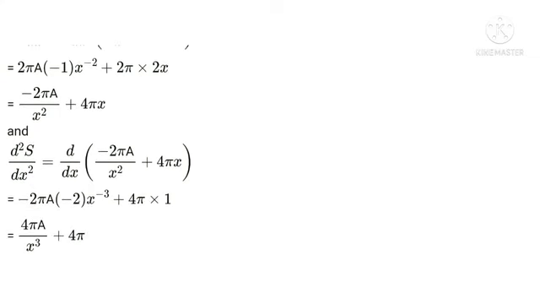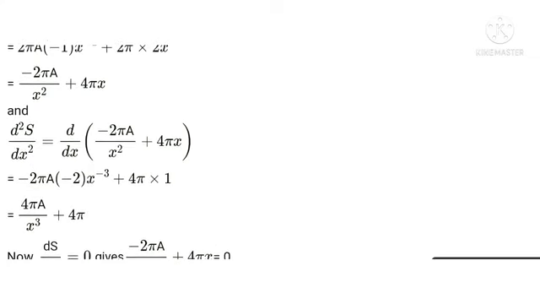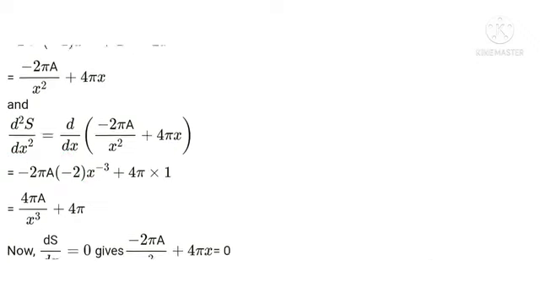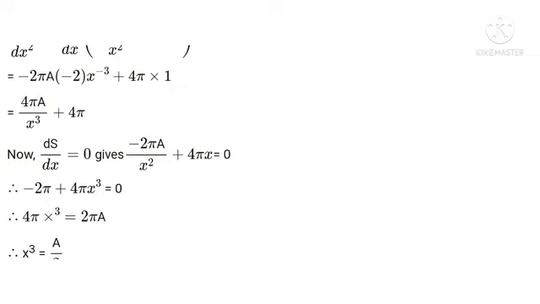Again differentiate. d2S by dx square is equal to d by dx of minus 2 pi A upon x square plus 4 pi x. That is minus 2 pi A. Here 1 upon x square you write as x raised to minus 2, and the derivative of x raised to minus 2 is minus 2 into x raised to minus 3. 4 pi as it is, derivative of x is 1. So you get 4 pi A upon x cube plus 4 pi.